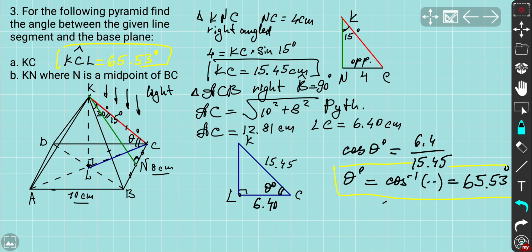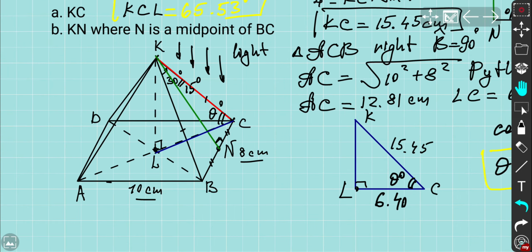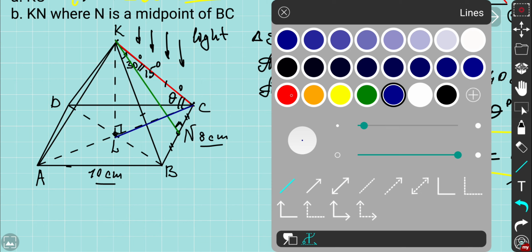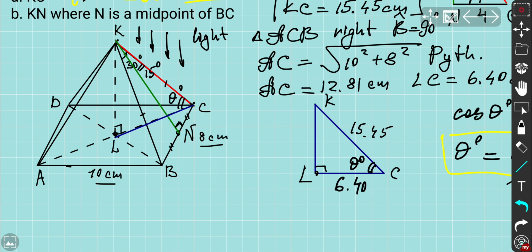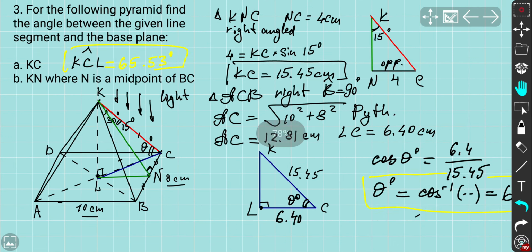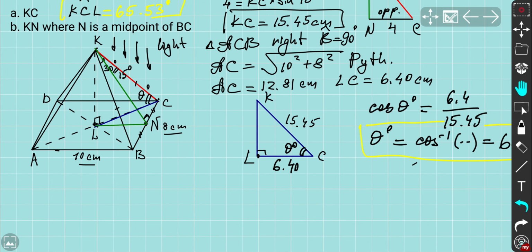KN at that segment, it's a slant height, right? And LN is going to be the shadow for that. So what we're going to do, we just simply need to put the line here, let it be also a green line from there to there. And we already know the length for LN. So the length for LN is simply half, right? So we can say that. So this is part B, and we're looking for that angle.